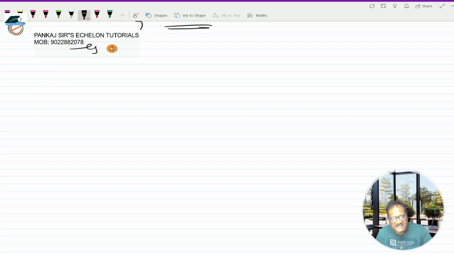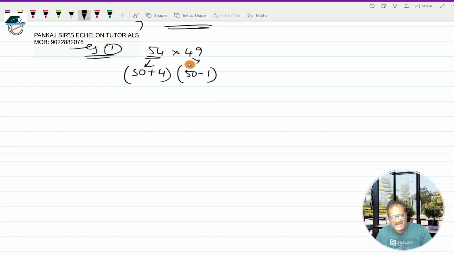Now coming to one more set of some 3-4 questions. Let us do this. Example number 1. Suppose somebody is telling you to calculate 54 into 49. Okay, now this can be done simply by multiplying the two numbers, but that will become pretty lengthy. Okay, now there's another way of doing it. Now this product, I'm going to convert it in terms of 50 plus 4. This 54 can be written as 50 plus 4. Okay, right? And this 49 can be written as 50 minus 1. 50 minus 1 is 49, 50 plus 4 is 54.